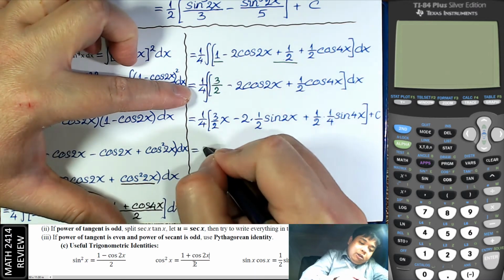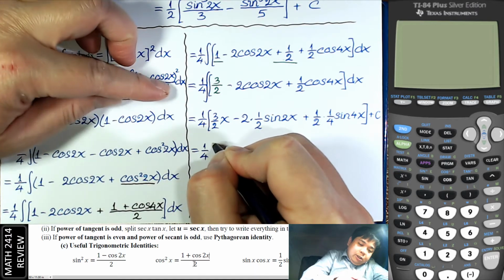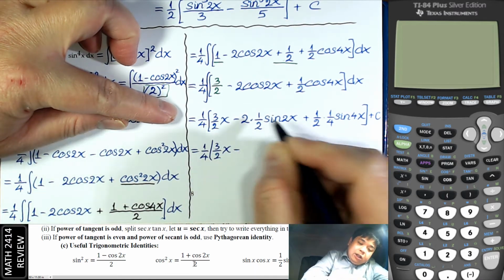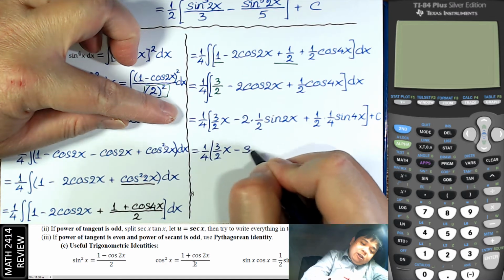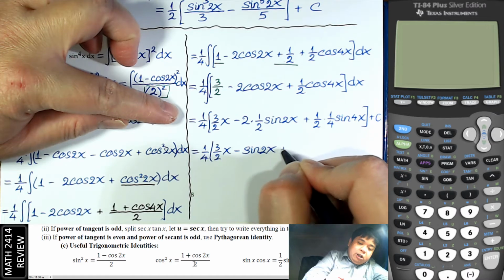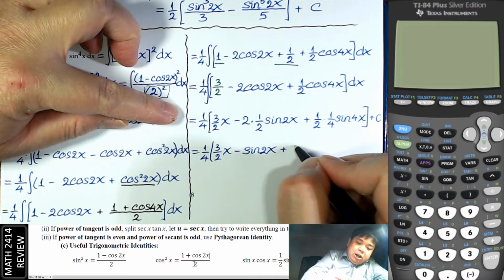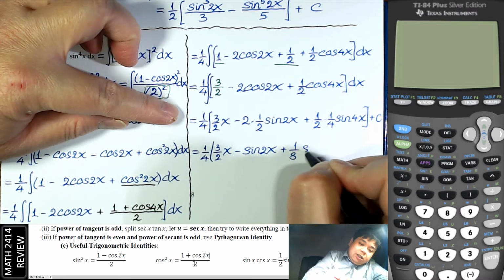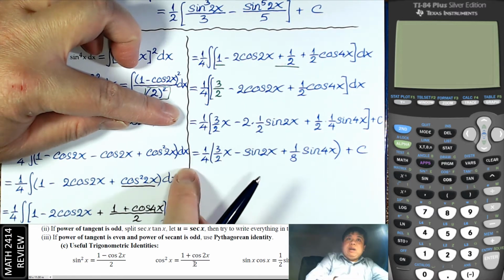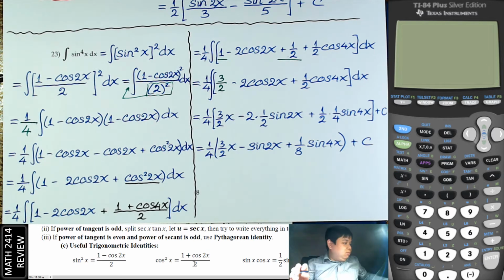Right, so that is 1/4 3/2 x. 2 and 1/2 cancel out. 1/2 and 1/4 times together, well, that's 1/8 sine of 4x. Of course, we can multiply the 1/4 out, but that is good enough.